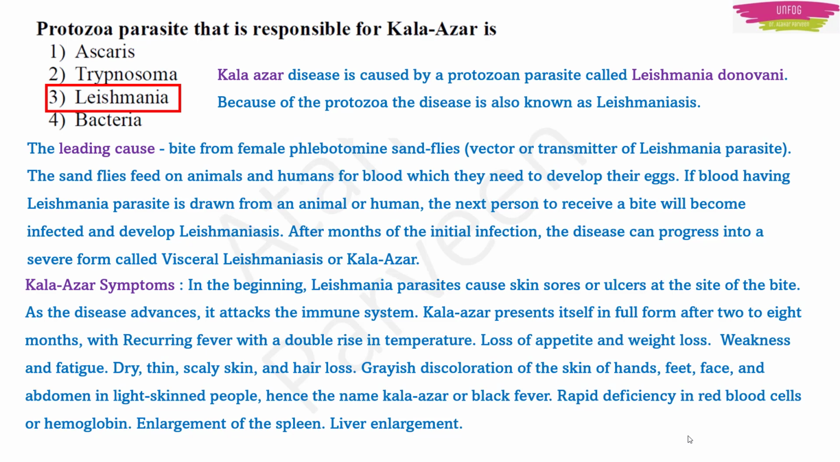You will find a recurring fever with a double rise in temperature, loss of appetite, weight loss, weakness, fatigue, then dry, thin, scaly skin and hair loss, grayish discoloration of the skin of hands, feet, face and abdomen in light-skinned people. Hence the name Kala Azar or black fever. Okay. This rapid deficiency in red blood cells or hemoglobin will also occur because of this disease. Then again, enlargement of spleen, intestine, liver enlargement. All this happens because of this sandfly. Okay. So any of these points can be asked as a 1 mark question, and the entire thing can be asked as a 3 mark or 4 mark question. So please prepare for it.